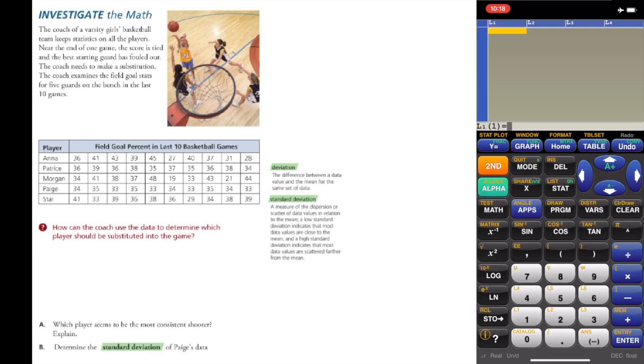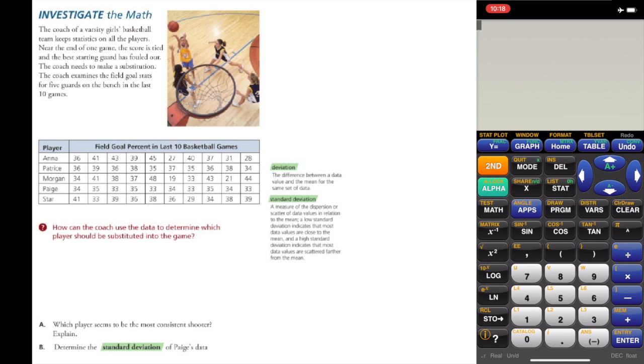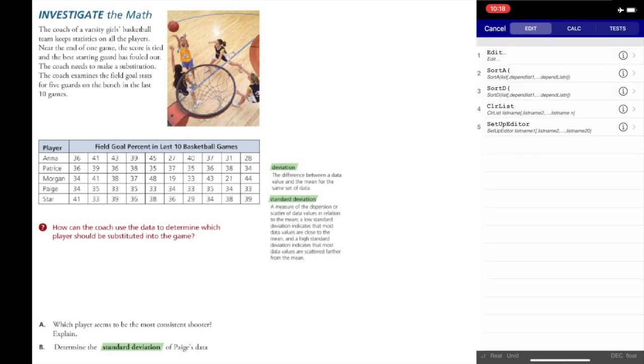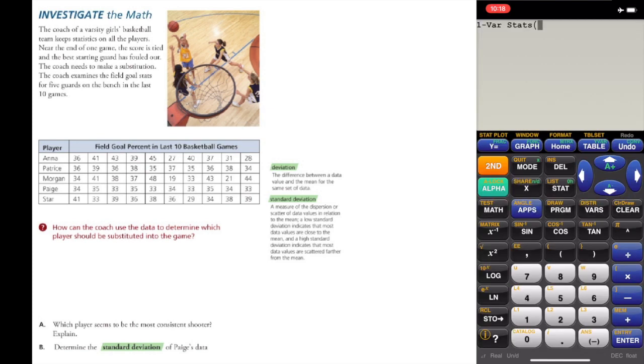I'm going to enter the data for Anna. It helps if you push the right buttons. Quit out of there, second mode. Going back to Stat. Over to Calculate this time. Option 1, enter to do the calculation.